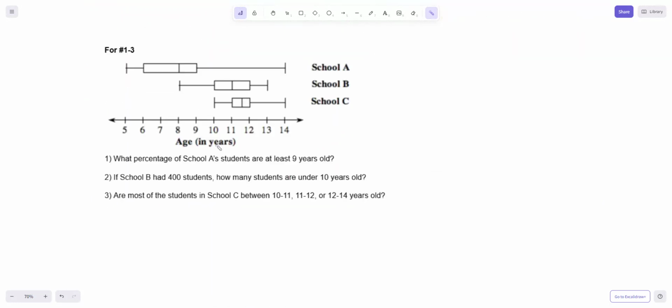All right, practice. Number 1, what percentage of school A students are at least 9 years old? So I'm looking at school A, at least 9. It looks like more than half, but really this is just one section of the box plot, so it's going to be just 25%.